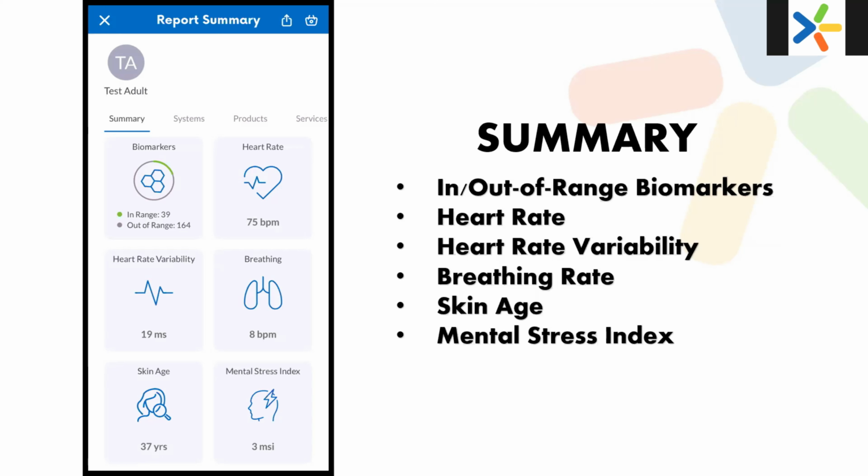So first, let's look at the kind of information that the summary report presents to you. It'll show the number of in and out of range biomarkers, heart rate variability, breathing rate, skin age, and mental stress index. And you'll know you're in the summary report because up on the top, you'll see the tabs for the 4 different reports: summary, systems, products, and services. And you'll see a blue line underneath the summary tab.